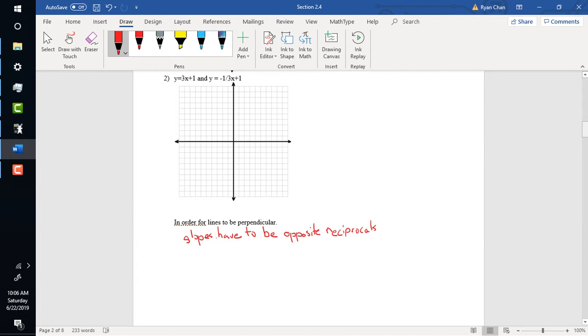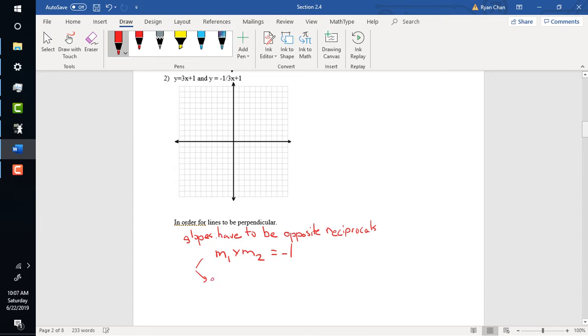Now, for some of you, an easier way to figure out if they're opposite reciprocals is if you do m1 times m2 is equal to -1. So that's saying if I multiply the slope of my first line with the slope of my second line, I will get -1. Okay? There is an exception.